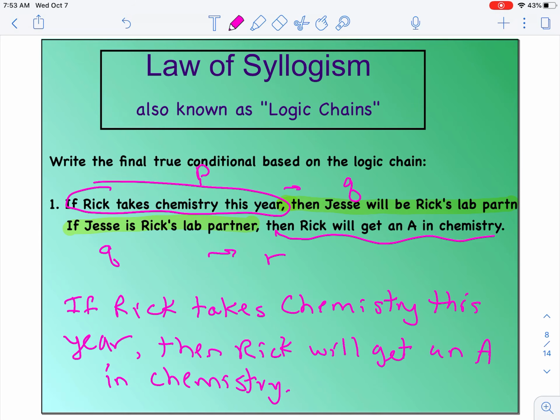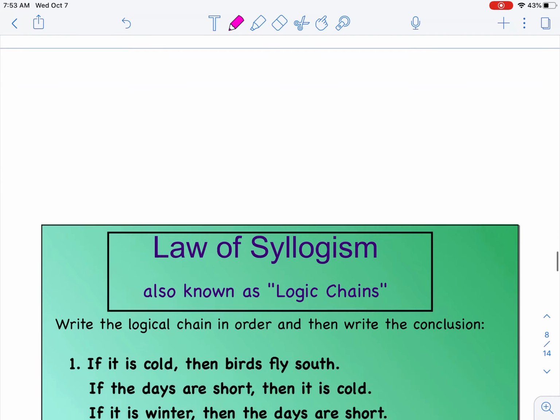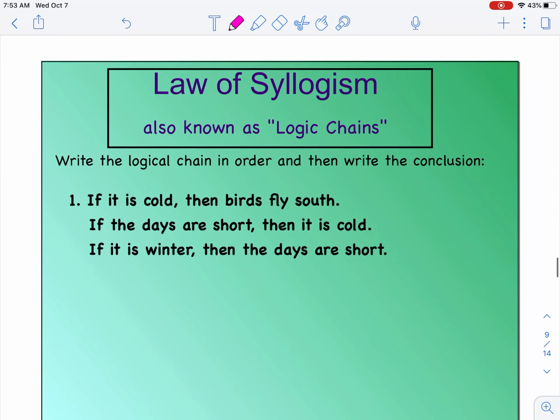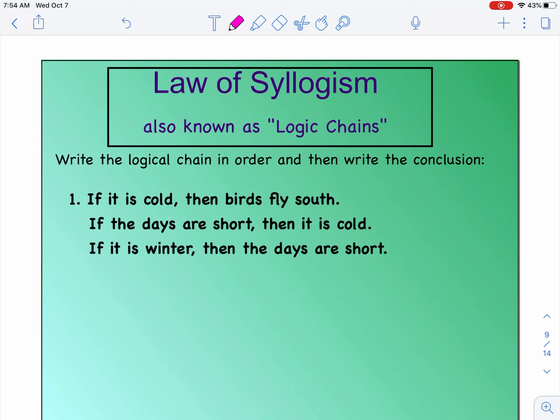Now, these conclusions were fairly straightforward, but sometimes they get kind of illogical or really strange. So let's take a look at this one. It says, if it is cold, then birds fly south. If the days are short, then it is cold. If it is winter, then the days are short. This is all a mess, okay? Because in logic chains, the first hypothesis has to lead to a conclusion. And that conclusion then becomes the next hypothesis. So we need to put these in order. So you have to figure out the order for these first.